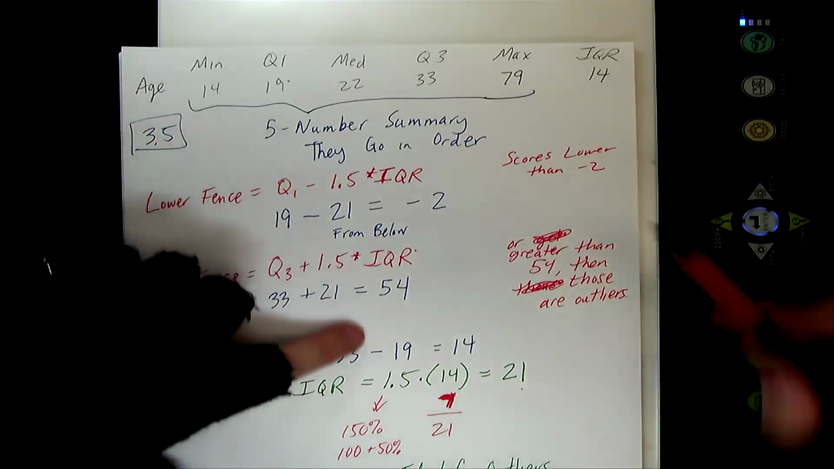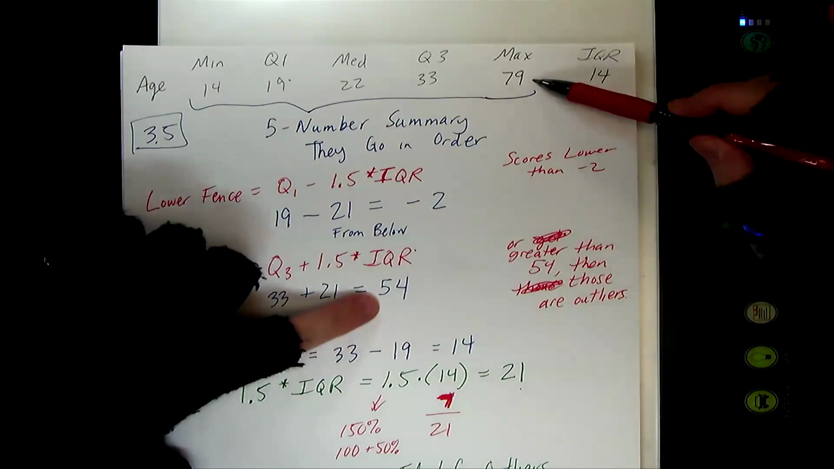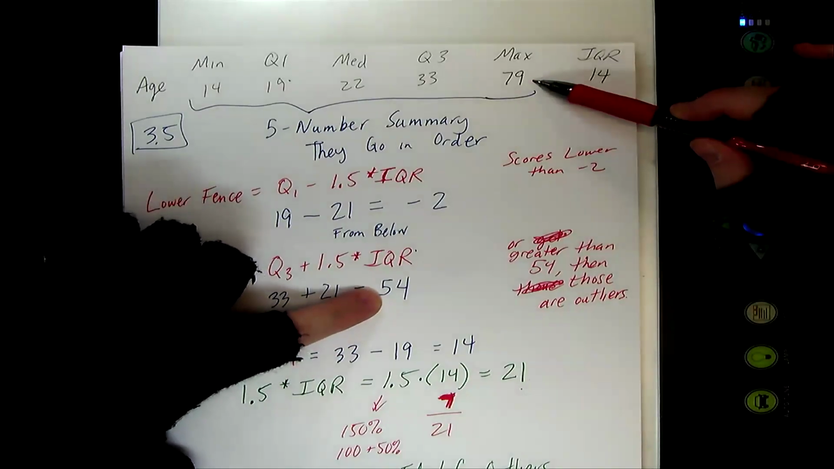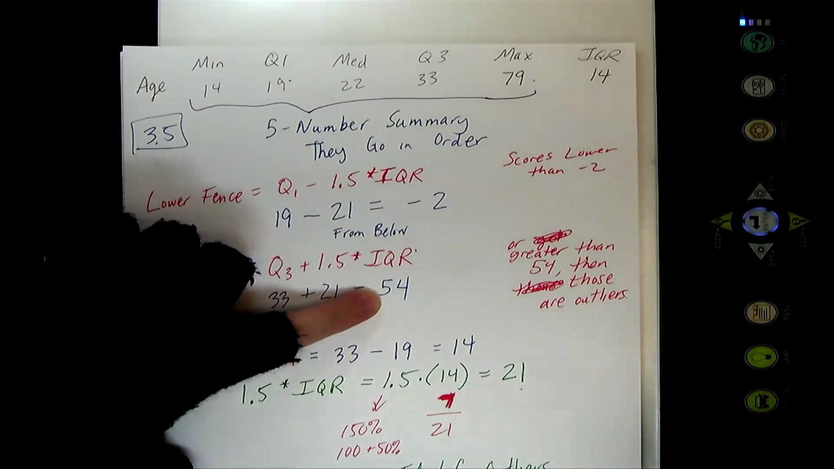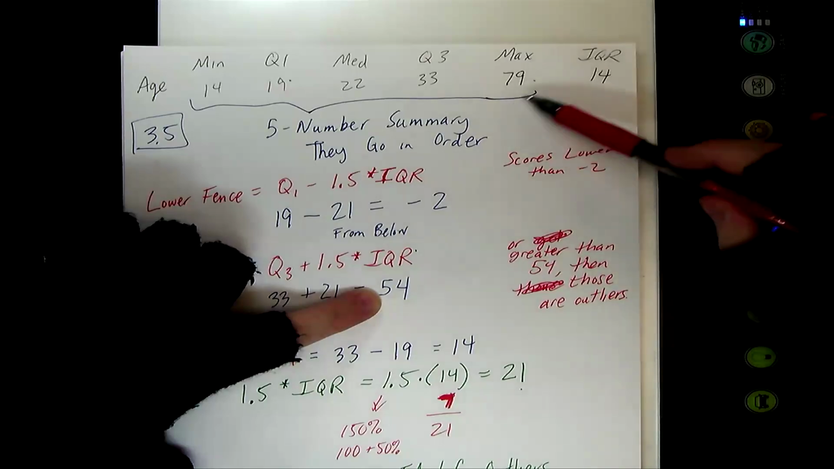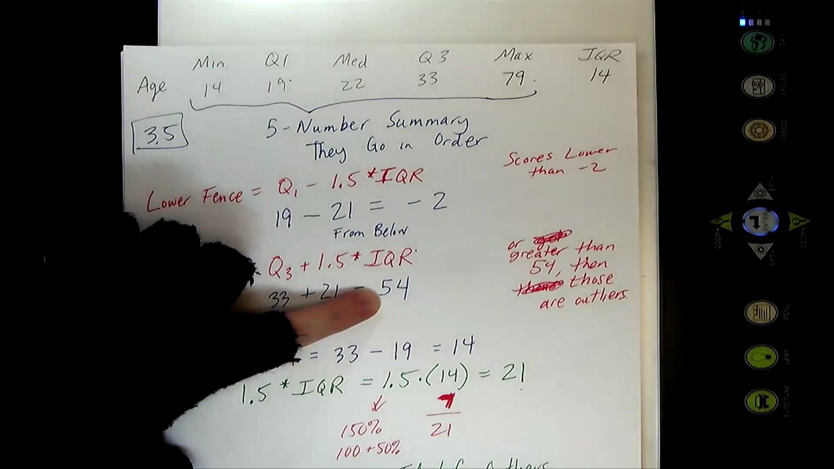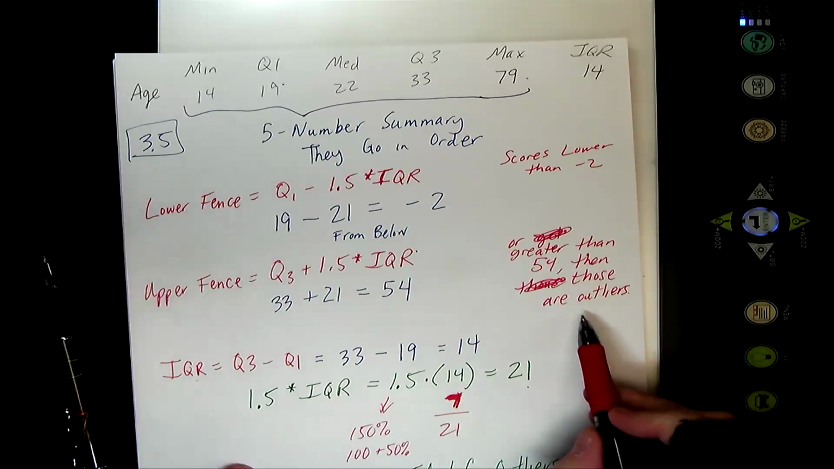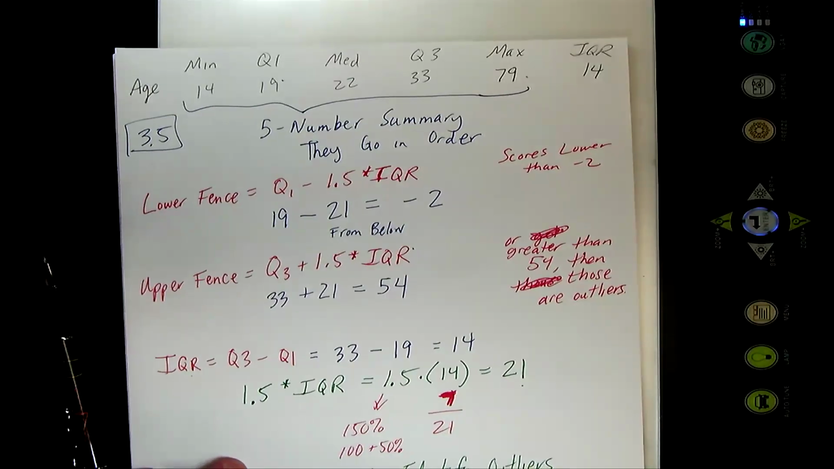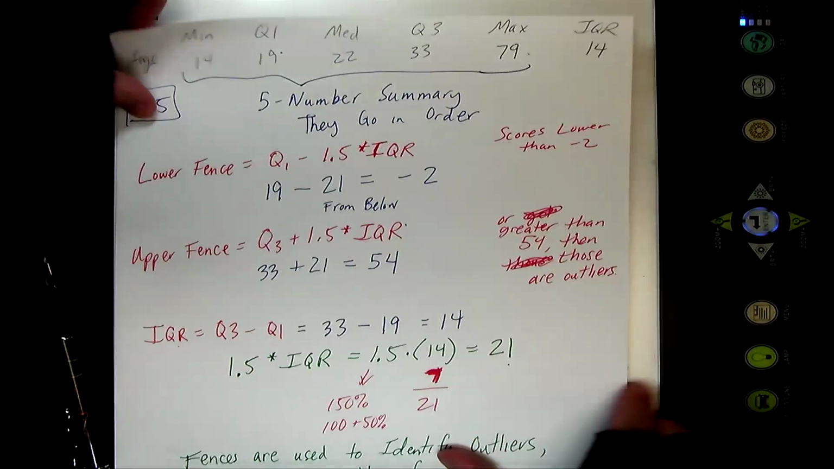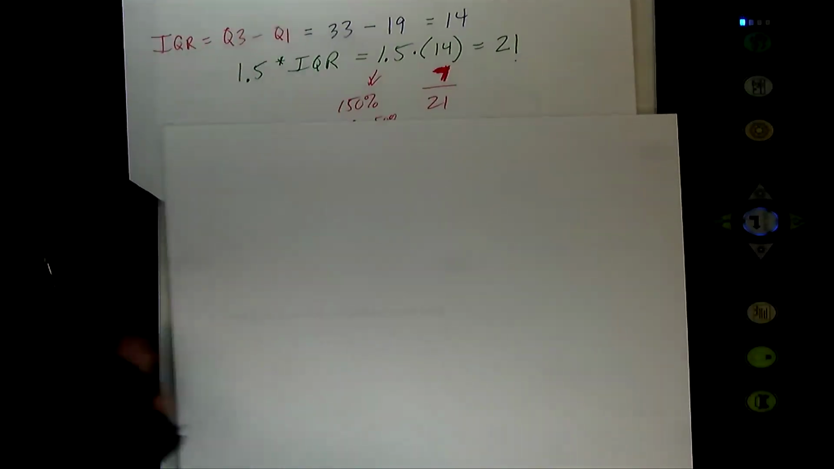Is 79, which is our max, bigger than 54? Yes, so there's definitely at least one outlier to the right. There might be more, because this list only shows us the max here, but when we do the box plot on the computer, it's going to show us where all the positions are for the outliers. This just tells us we can look at it and see if there's an outlier or not. We're going to use that in the box plot, so how do you do a box plot?